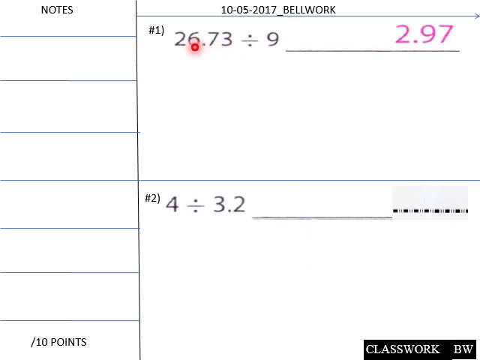Welcome back, everybody. For the first one here, 26.73, students, you should have 2.97. 26.73 divided by 9, and then down here 4 divided by 3.2, you should come out with 1.25. Use your calculator or do it the long way here. Either way, that's what you have.